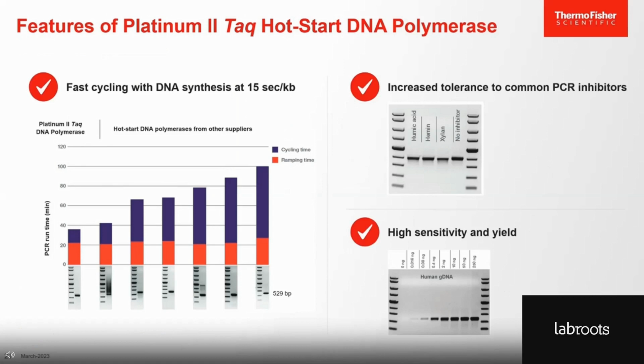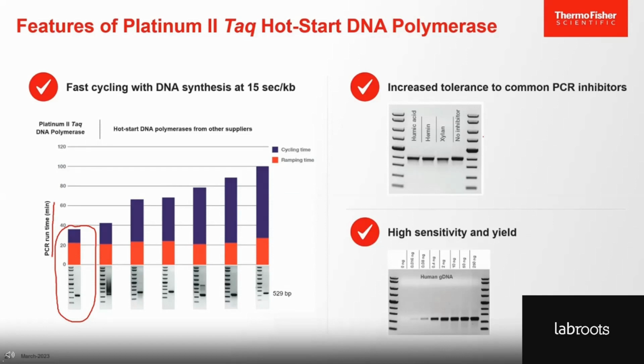Here's some supporting data from Platinum II Taq Hot-Start DNA Polymerase. Its fast cycling enables you to complete PCR in less than 40 minutes compared to other enzymes on the market. If you look at the PCR runtime here, this is our Platinum II Taq DNA polymerase, and you see that the PCR runtime was completed in less than 40 minutes.